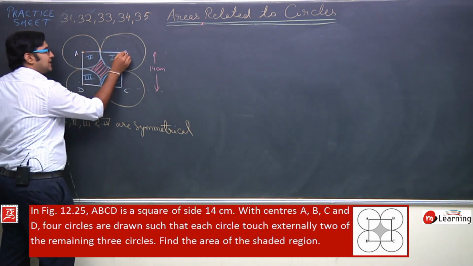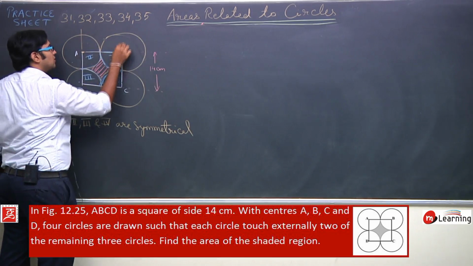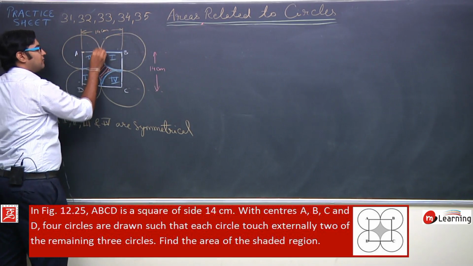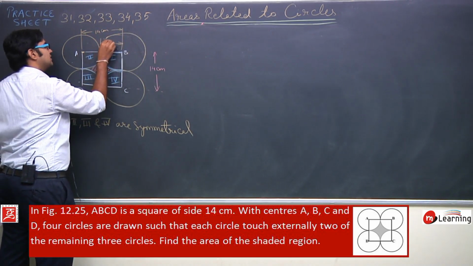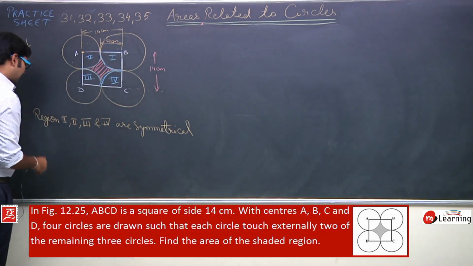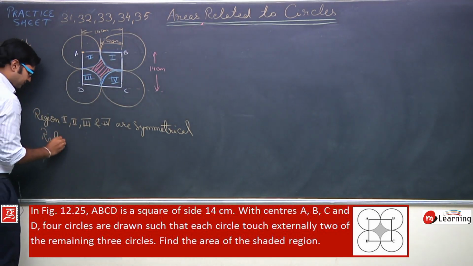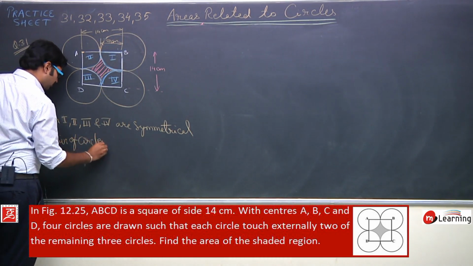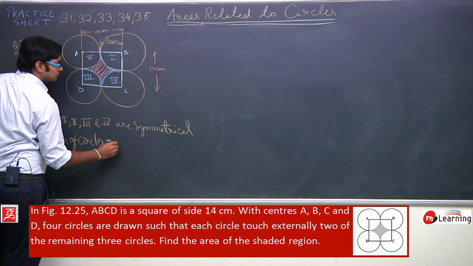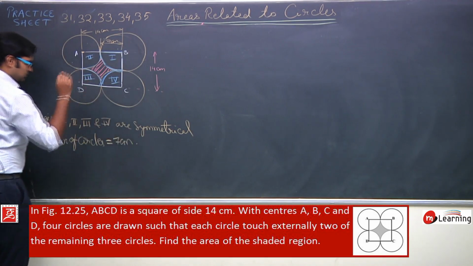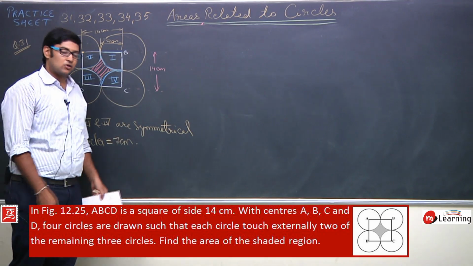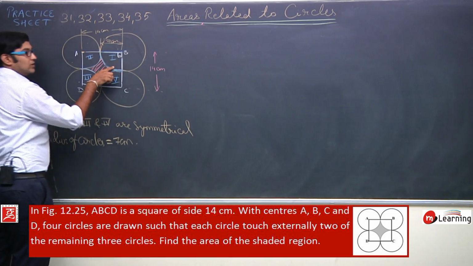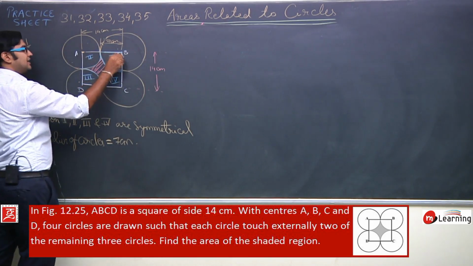Yes, very easily. How to calculate the radius of this circle? See, this complete length AB is 14 centimeters. So what is half of 14? Half of 14 is this much length, that is 7 centimeters. So the radius of the circles is equal to 7 centimeters. Now we have the radius. Now what will be this angle? Since it's a square, I will say that this angle is 90 degrees.